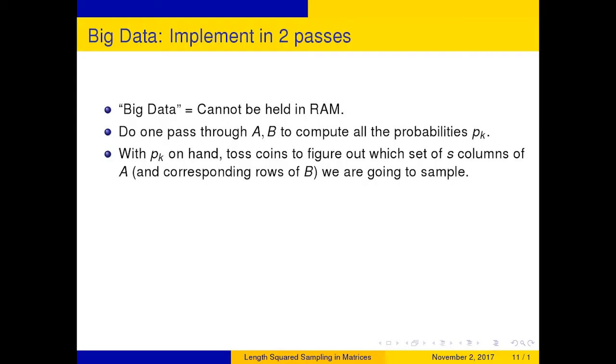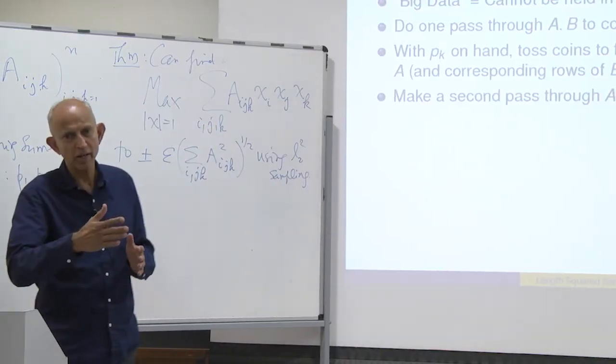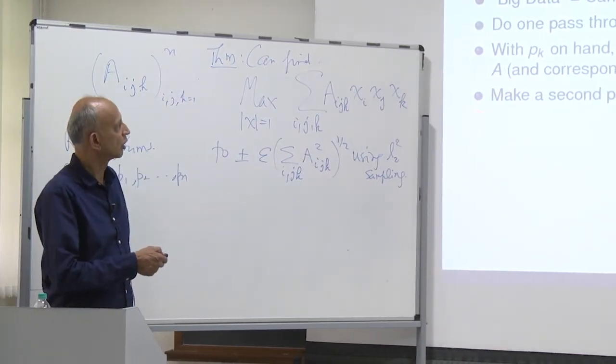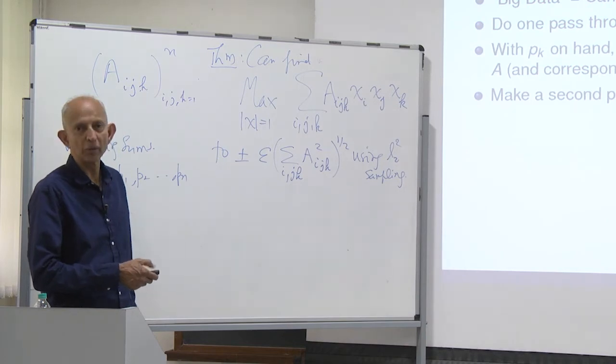Once you have the probabilities p_k, we can toss coins offline to figure out which set of S columns of A and the corresponding rows of B we are going to sample. Then we make a second pass. I'm thinking of A and B as too big to fit into RAM, so they're in external memory, and the only way you can access them is by making an entire pass through the whole thing. I can't randomly access one entry, so I have to make a pass through the whole thing. So you can make a second pass through A and B and pull out the sample.